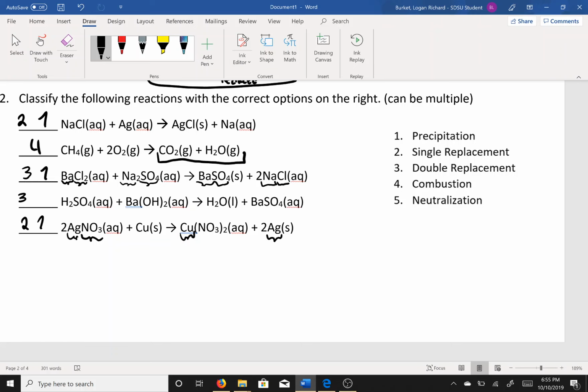So an example of that is the fourth one, because H2SO4 is an acid and Ba(OH)2 is a base. So that will neutralize the acid just to become water and BaSO4, which is also a double replacement reaction. So number 4 is a neutralization as well.